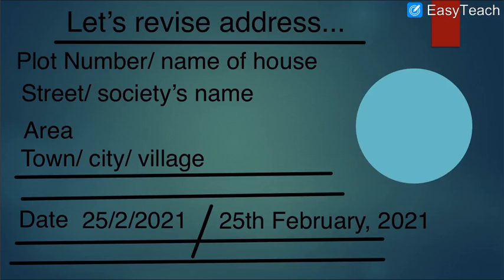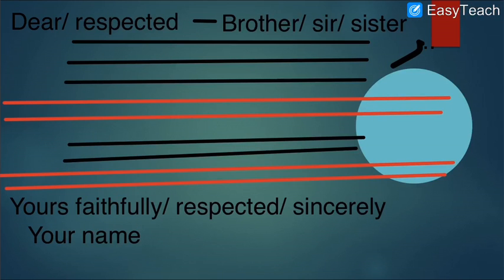If today you are writing the letter, write today's date. After writing the date, you have to again leave one line. Then you have to write the salutation. Dear brother, dear sister, respected sir, respected ma'am, and many more things could come.